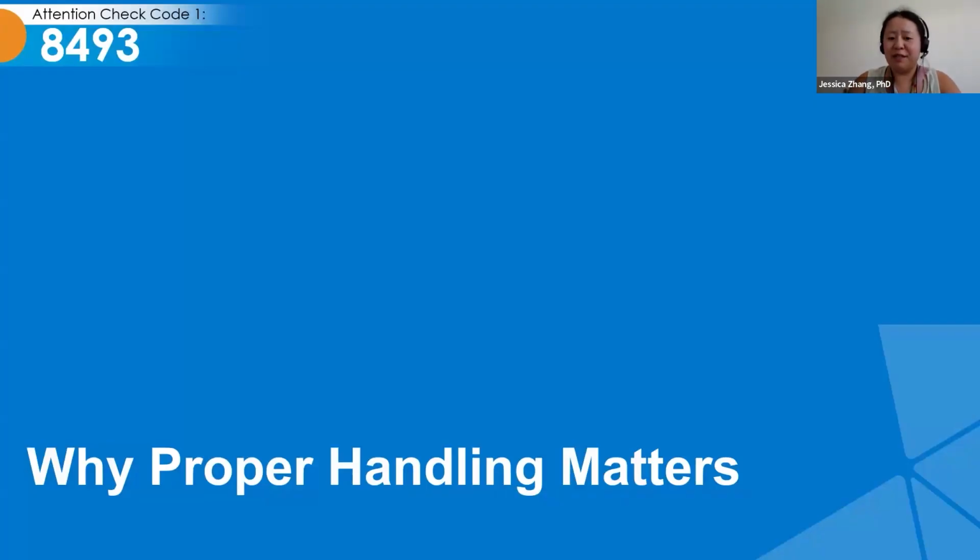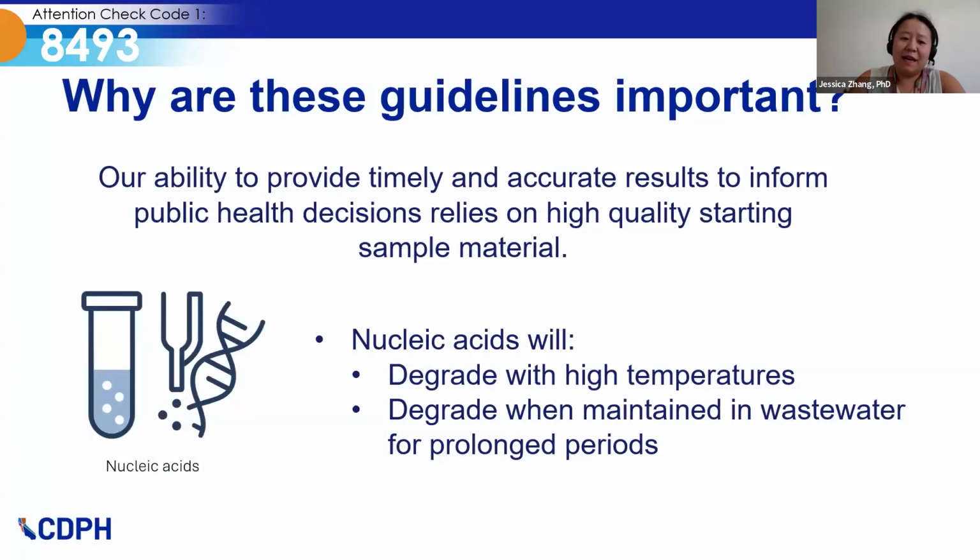So I presented quite a few guidelines and requirements of what we prefer from samples from the utilities, and to an extent it is a lot, but I want to emphasize exactly why we give these guidelines and why proper handling matters. Ultimately, these guidelines are important because in order to provide timely and accurate results to inform public health decisions, we need high quality starting sample material.